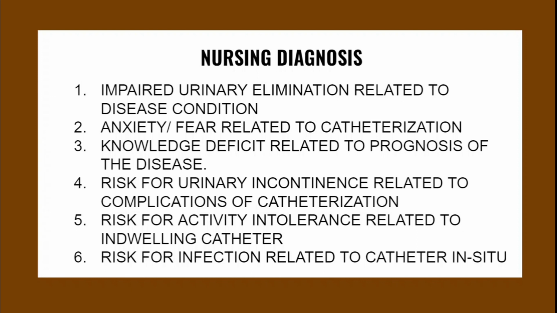We go to the nursing diagnosis. So after catheterization, these are the diagnoses to be maintained. Impaired urinary elimination related to disease condition. You can pick up any disease condition from the indications I mentioned or from the present condition of the patient.